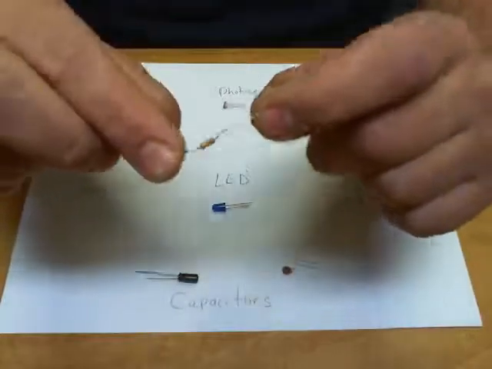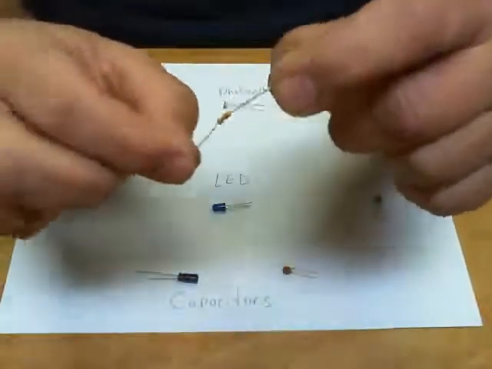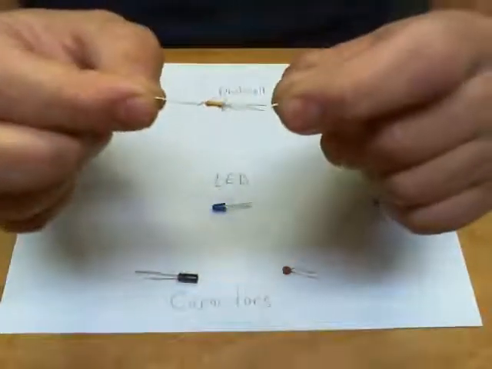Now, with resistors, it doesn't matter which way I put them in. I can put them in this way, I can flip them around, does not matter. They don't have a positive or negative.